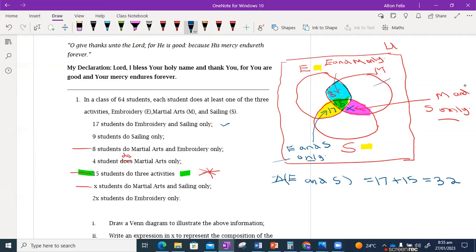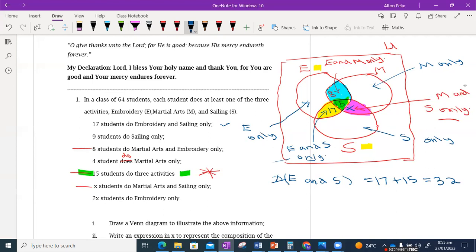This unshaded piece here is martial arts only. This unshaded piece here is S only. And this piece here, unshaded, is E only. All right, so let's continue with the information.